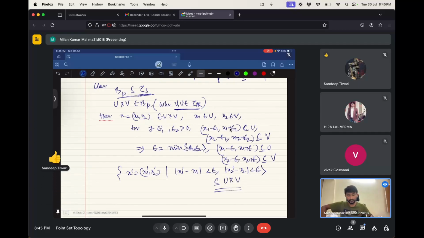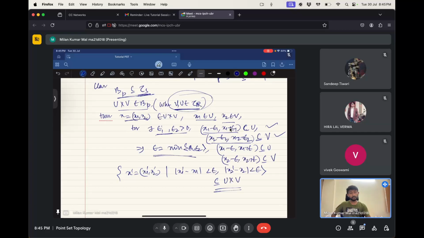Product topology is contained in the standard topology. Let me take an element from the basis of the product topology, that is U cross V. That means for every x equals x1 comma x2, I can surely say that x1 belongs to U and x2 belongs to V. That means there exist epsilon 1, epsilon 2 positive. These two satisfy because U and V are open sets in the standard topology of R. Individually, as U is open in the standard topology of R, there exists an epsilon 1 that will satisfy it. Similarly, for x2, there will be an epsilon 2 which will satisfy this.